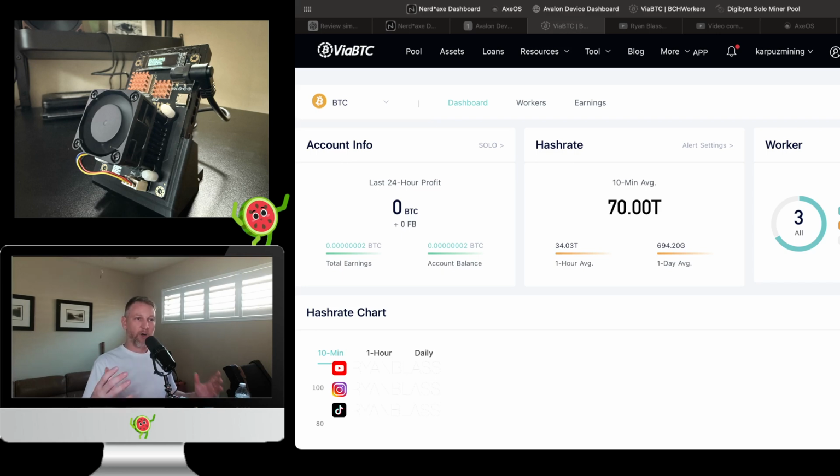These things are purpose-built for solo lottery mining. So think of it like this. It's like a small electronic lottery ticket that you play every 10 minutes, 24 hours a day, every single day, and it only cost $100.